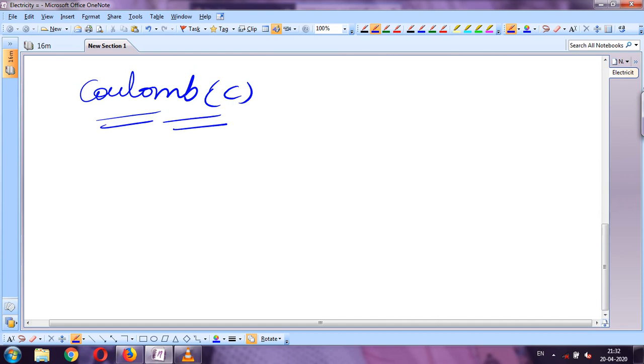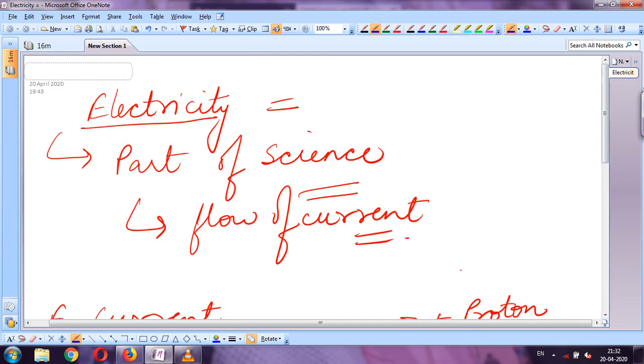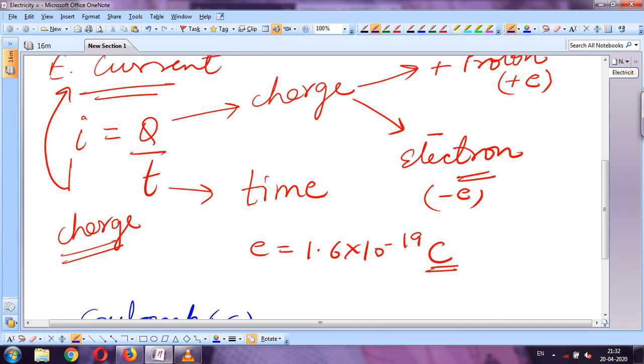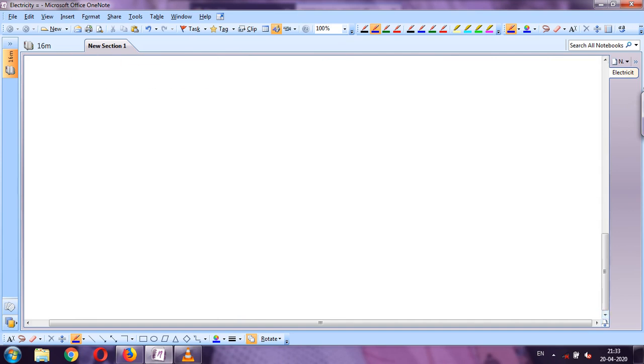Now all these things I told you. Only charge we covered. This T is time, its unit is second. And here you have current, its unit is ampere, whose symbol is capital A. Okay, after this, let me write this formula again. I is equal to Q upon T.